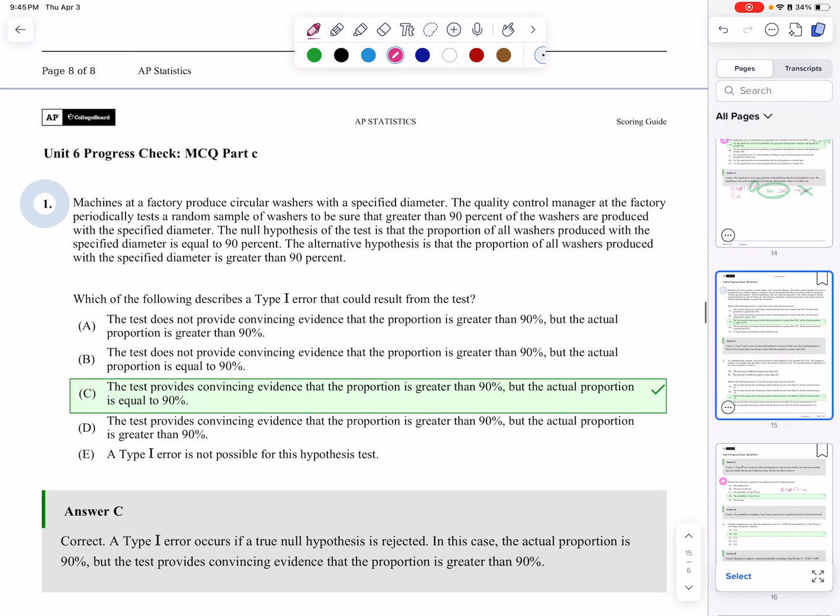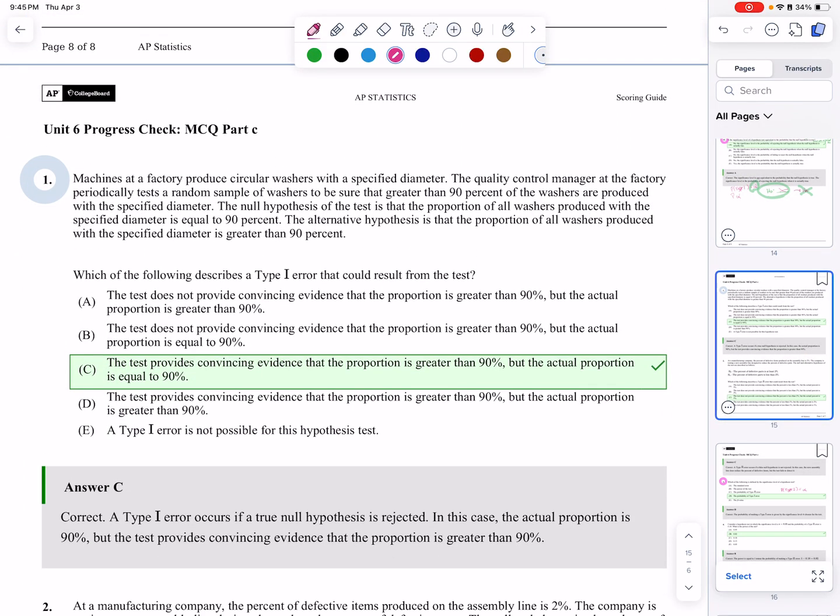Okay, next one, part C. The alternative hypothesis is the proportion of all washers produced with the specified diameter is 90%. Which of the following is a type 1 error? Okay, so a type 1 error is when I have H0 and I reject it, but I shouldn't have rejected, because H0 is true.